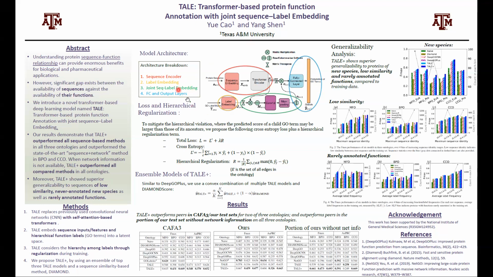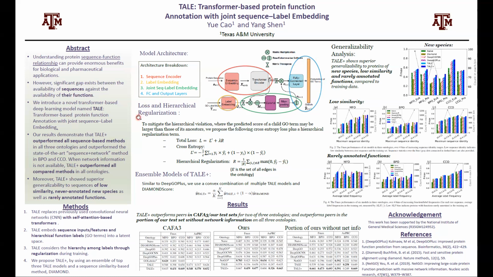So here is our model architecture. Basically, our model has four major components. First, the sequence encoder, the label embedding, and the output of the two will go into a joint sequence label embedding, and the output of the joint sequence label embedding will go back to reweight the output of the sequence encoder, and eventually going into a fully connected layer and the output layer.